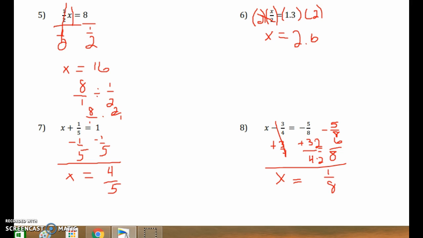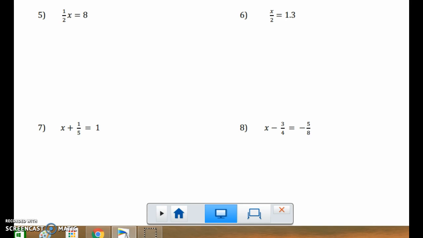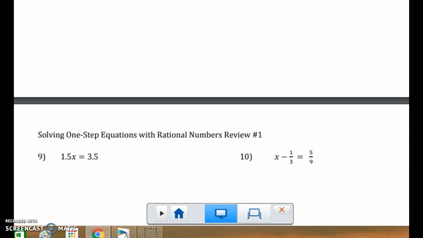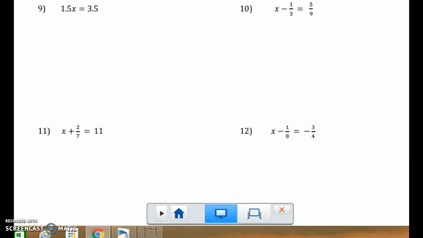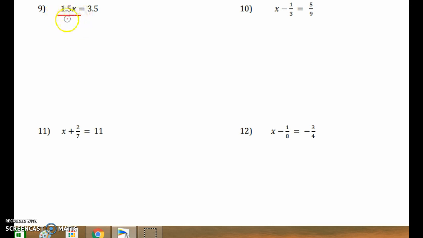Make sure you have everything here. I'm going to scroll down. Next page. Now this is multiplication, so I need to divide. If I divide 1.5 into 3.5, I'm not really sure what we get. So give me a second and I will check.